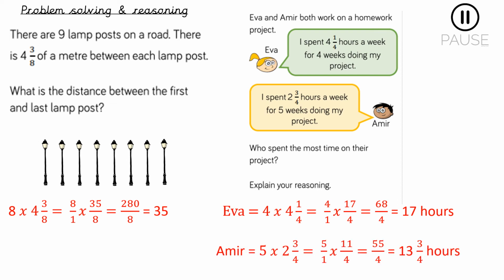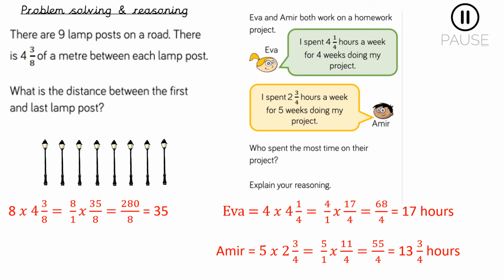For Amir, we're going to do the same thing. So 5 weeks, that's 2 hours and 3/4 a week. So it becomes 5 over 1. Convert my 2 3/4 into an improper fraction. 5 times 11 is 55. 1 times 4 is 4. And then how many 4s are in 55? It's 13, remainder 3. So it's 13 whole hours and 3/4.